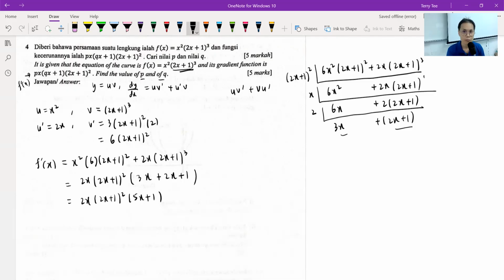Now with that, we can find out our p and q. If I compare, let me write down px and q(x plus 1). But before I do that, I realize that this qx is written in front and the bracket squared is written last. So you can actually switch them. Either I switch the (2x plus 1) squared here, or you can put the (5x plus 1) in front. Doesn't matter. It's very easy to see that your p value is now 2 and your q value is now 5. So by comparison, p is 2, q is 5.